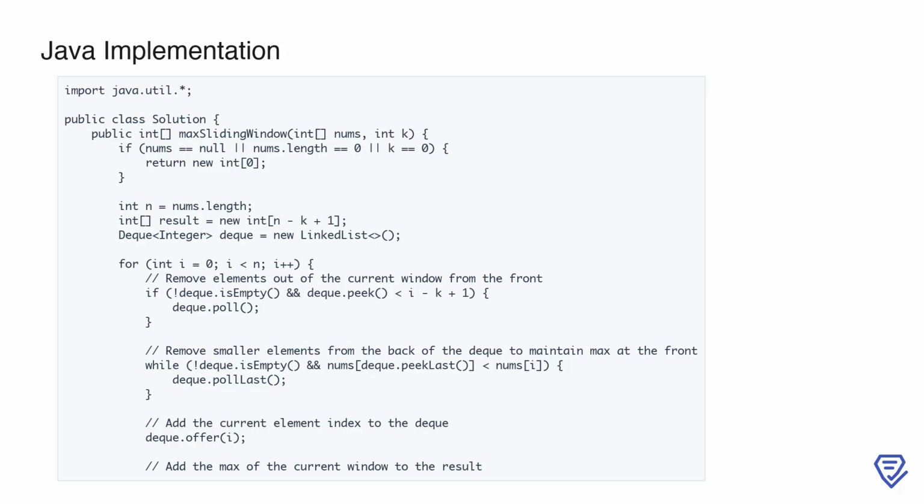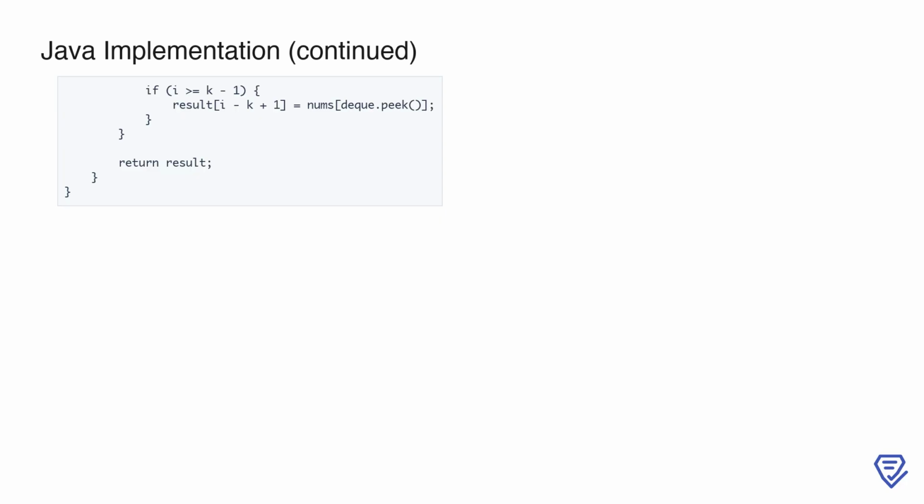Then, we remove indices from the back of the deque if their corresponding values in the array are smaller than the current element. This step ensures that the largest value in the window is always represented by the index at the front of the deque. After maintaining the deque structure, we add the current index to the deque.